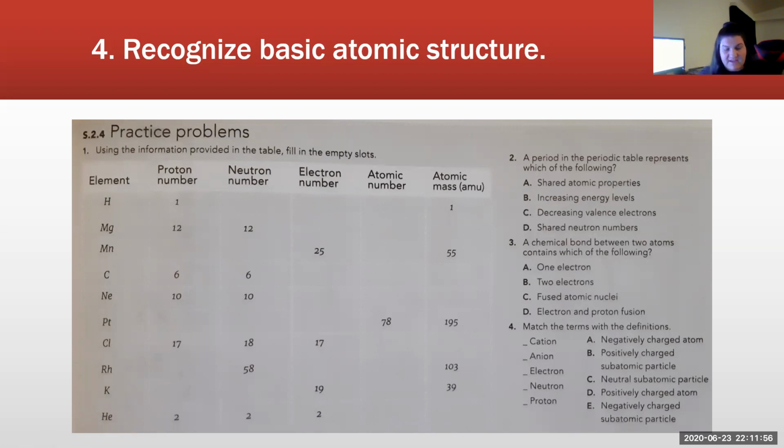Atomic nuclei stay distinct, so they're never going to fuse together. And electrons do not fuse with protons in chemical bonds. They just don't.